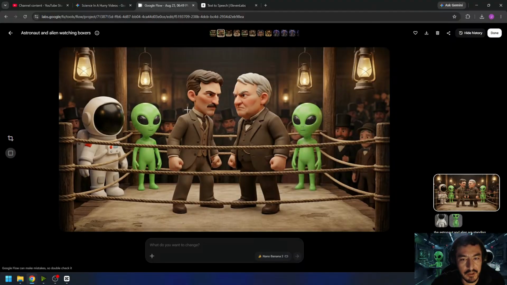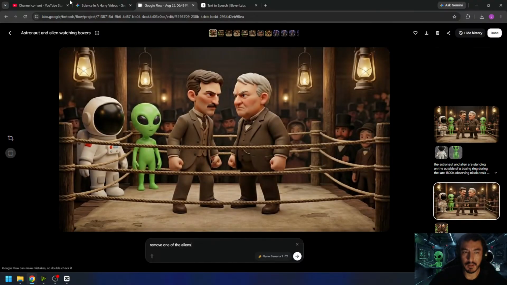Issue is we've got two aliens, so we gotta get rid of one of them. And the alien, for whatever reason, is standing in the middle of the ring. So let's see if I can edit him out. Remove one of the aliens and have the other alien. No, first it can mess up with too many instructions. So just remove one of the aliens. Okay. And then I will say have the alien standing on the other side of the ropes.